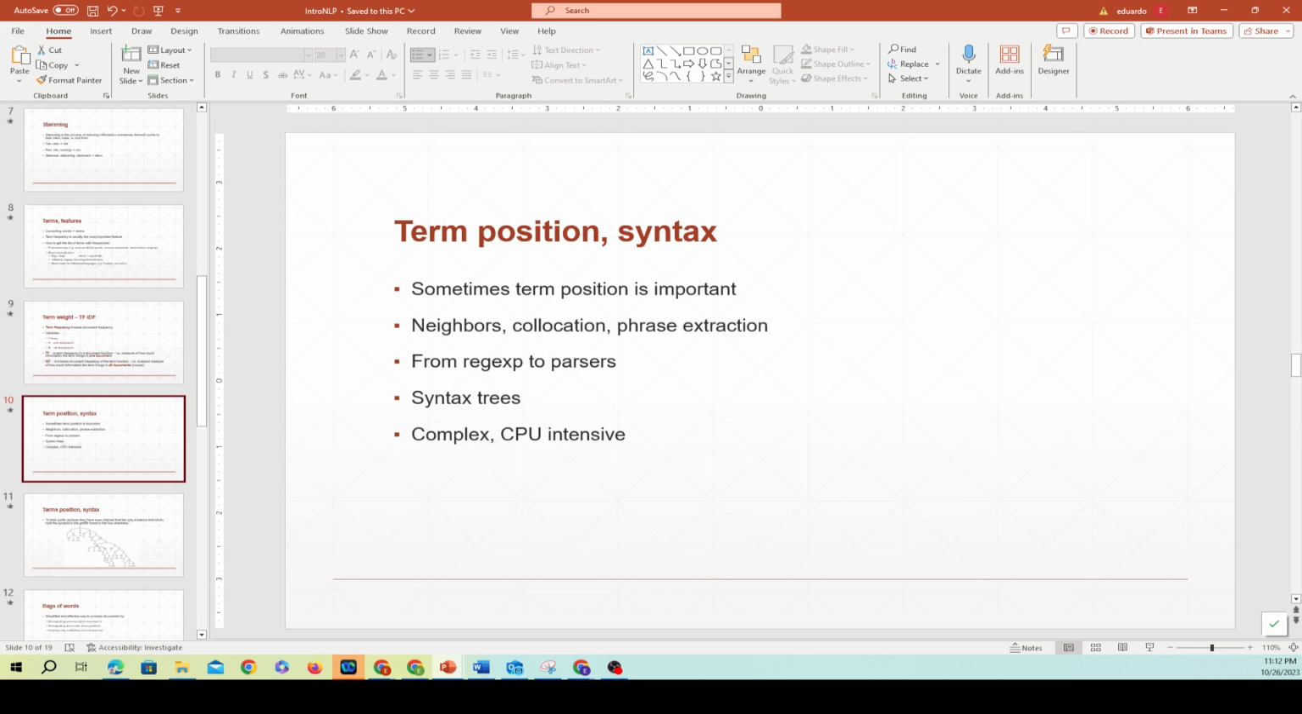Term position and syntax. Sometimes term position is important. The words that are around the term that we're looking at are also important: neighbors, collocations, like where the word is set up in the sentence. That makes a big difference. The phrase extraction, from regex to parsers. Also the syntax trees, of which we're going to see an example, and the complex, CPU-intensive.